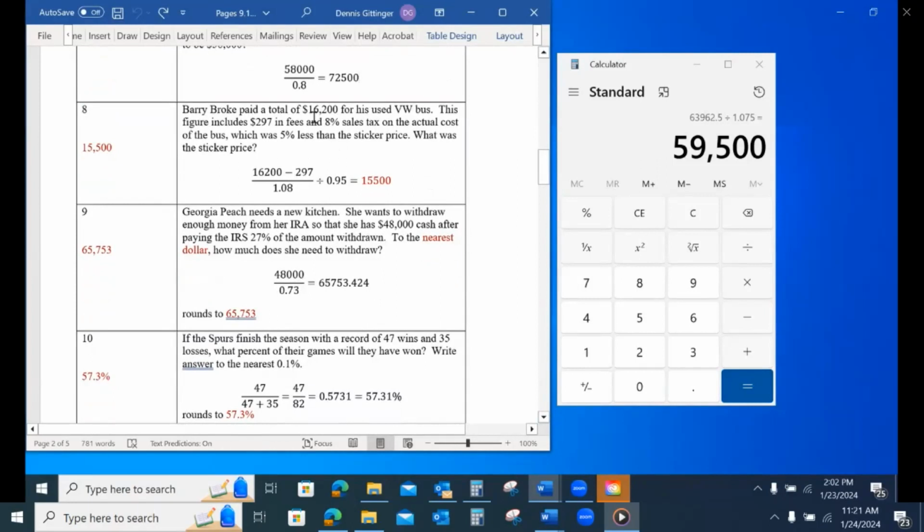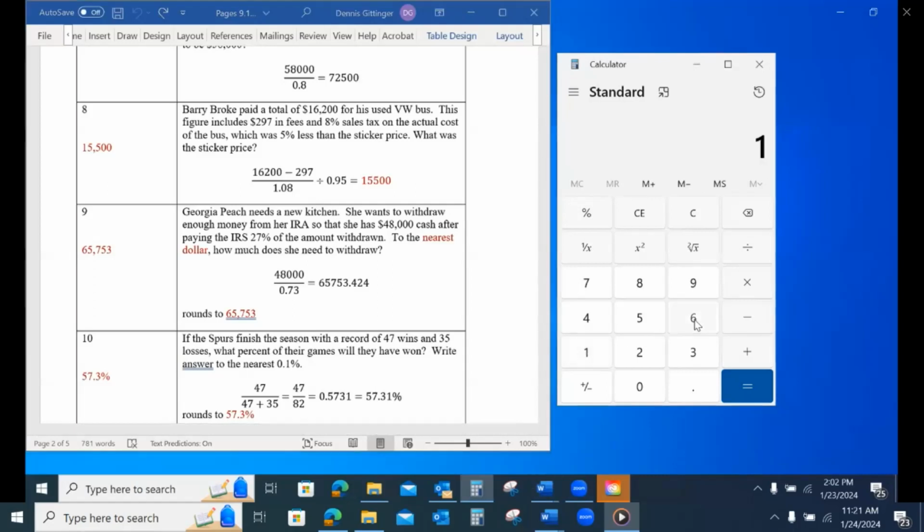Number 8 is a pretty tricky problem. In this case, you know the drive-out cost and the taxes is 8%, and the fees is $297, not tax, and the discount is 5%. So take that into account. First thing you have to do is take the out-the-door price, subtract the $297.